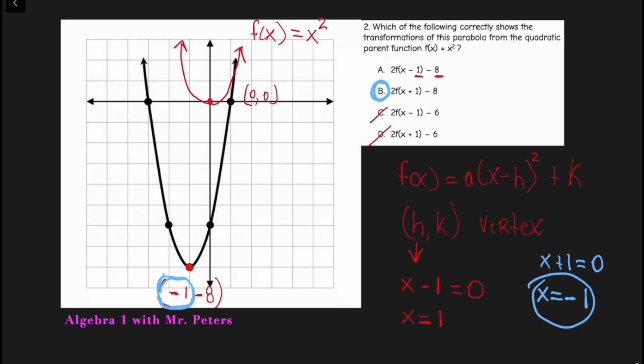And another simple way to do it, guys, is just understanding your transformation. We move 1 to the left and down 8. So that's another way that we could also do this question very quickly.